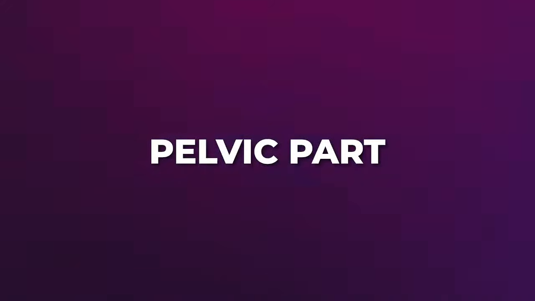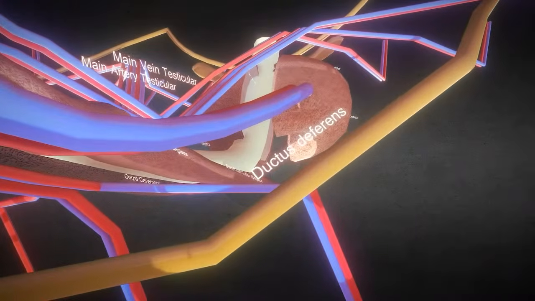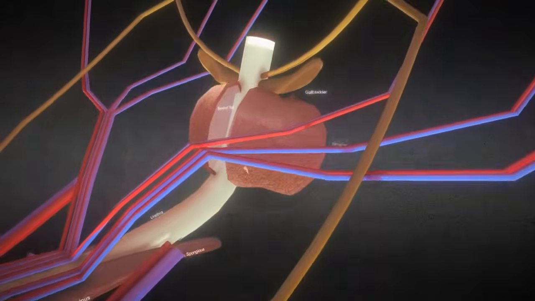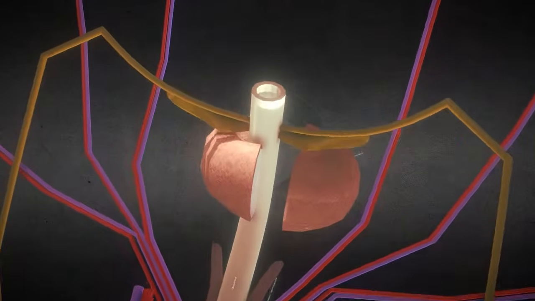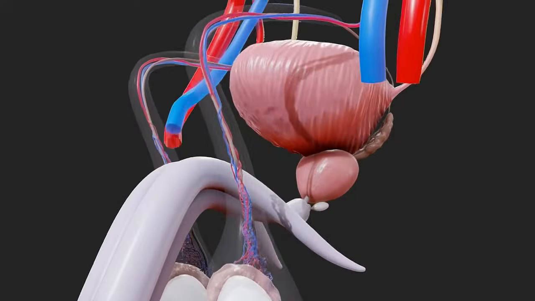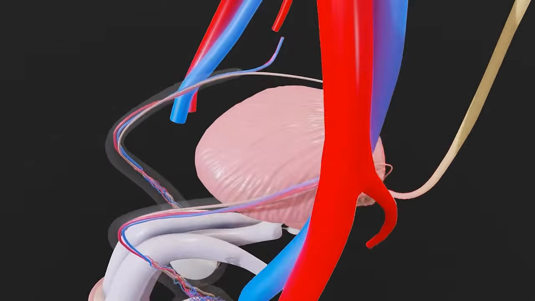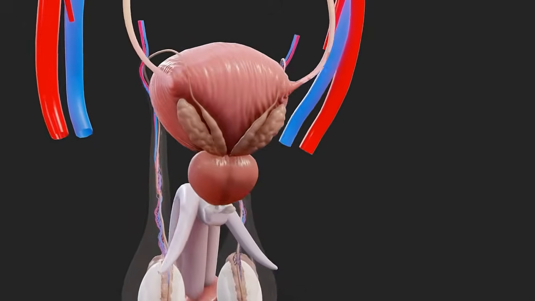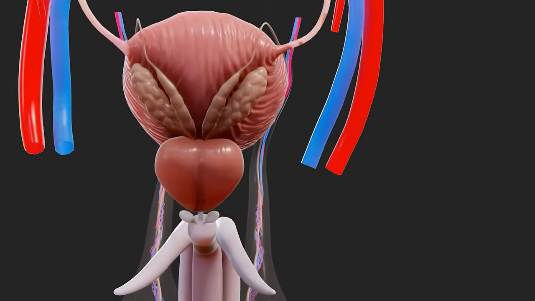Pelvic part. The pelvic part of the ductus deferens is the segment that enters the pelvic cavity after exiting the inguinal canal. It travels along the lateral wall of the pelvis, running close to the bladder before joining the duct of the seminal gland to form the ejaculatory duct.